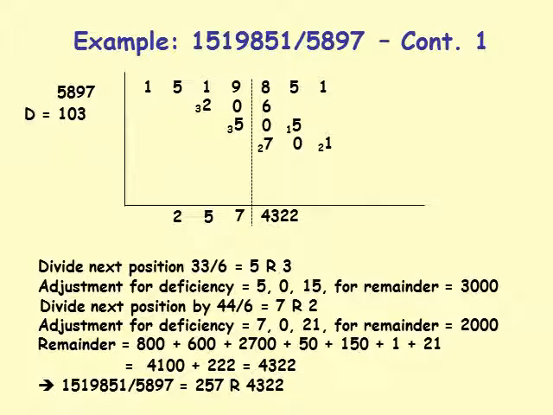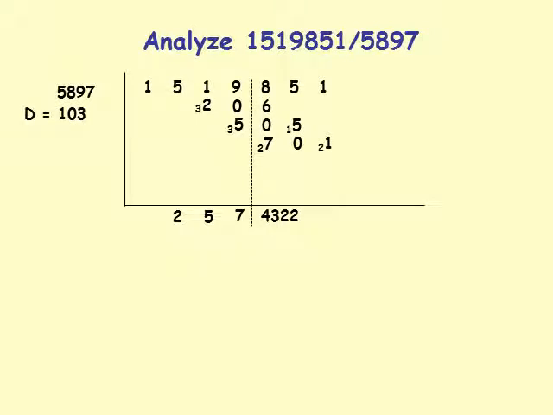Let's continue. That means I have an answer for 1519851, this number here, divided by 5897: I have 257, remainder 4322. Let's continue. Let's go analyze the problem we just did: 1519851 divided by 5897. Okay, this is our problem.